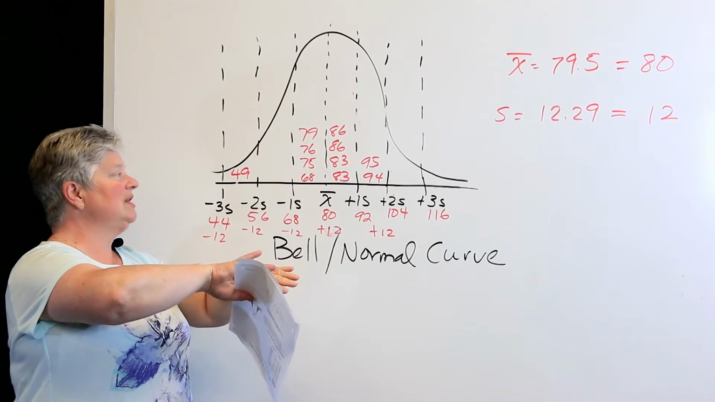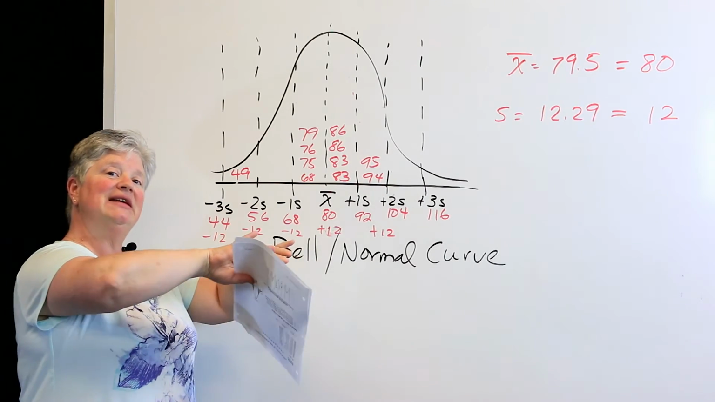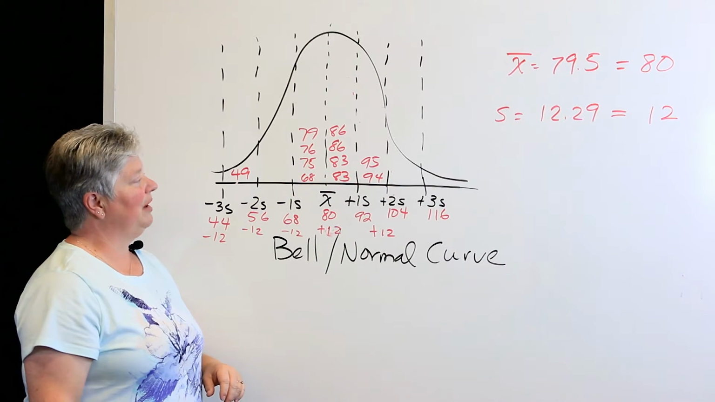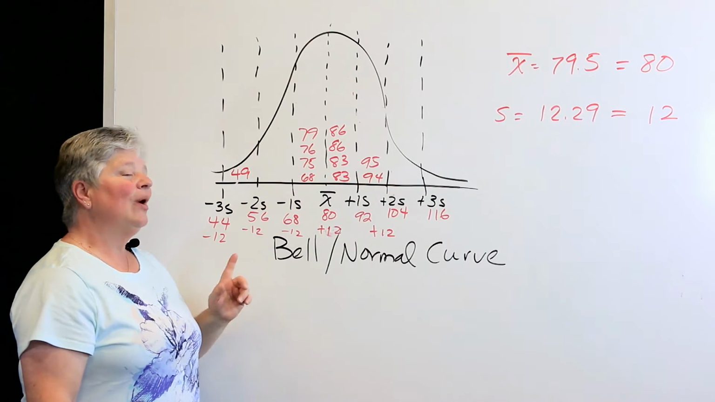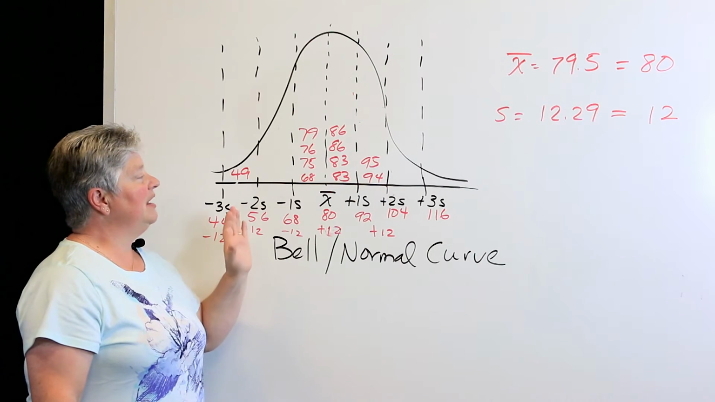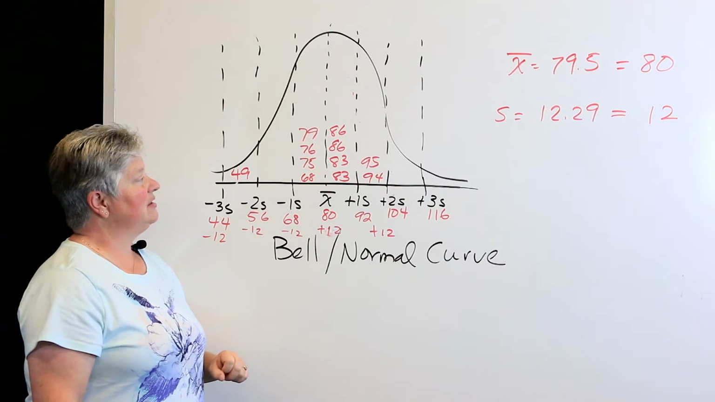Remember, this was titled Measures of Variability. So how did that data vary? And that's what my normal curve can show me. I have one other example that I want to show you that is kind of an application of this. So I will do that next.